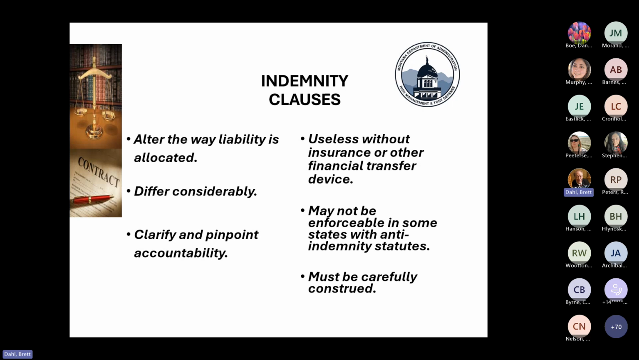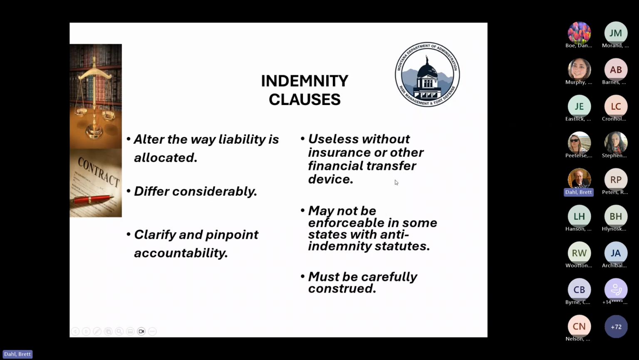If you don't, ask me or shoot a message to the moderator, but they're also referred to as hold harmless clauses or exculpatory clauses in a contract. They alter the way liability is allocated by showing intent. They differ considerably in the way that they're worded and in the way that they're structured. They clarify and pinpoint accountability. If something goes wrong, if there is a negligent act or omission, who is going to pay this claim? The state or the contractor, or both?